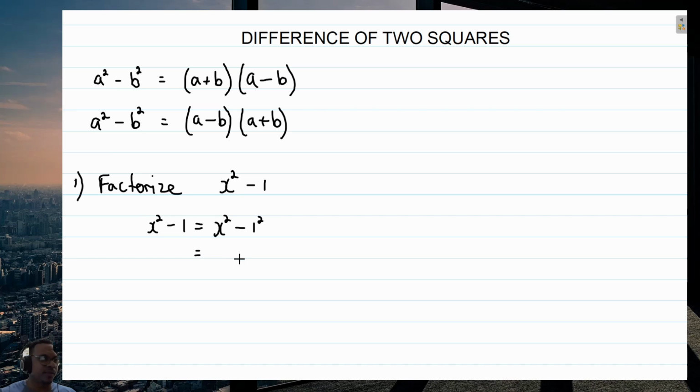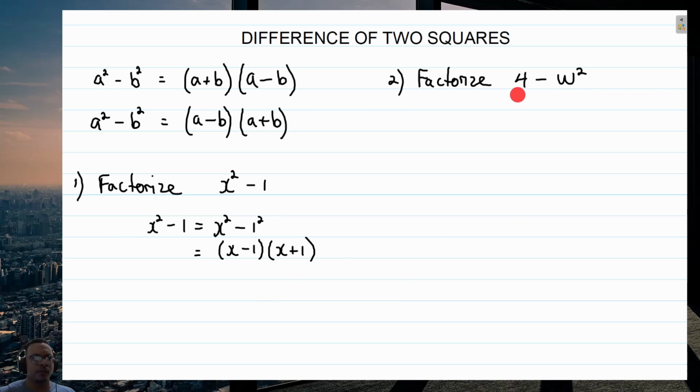Now I just have to apply my formula, where I put 1 bracket negative and 1 positive. And I remove the square from the x and the 1. And that's the answer.